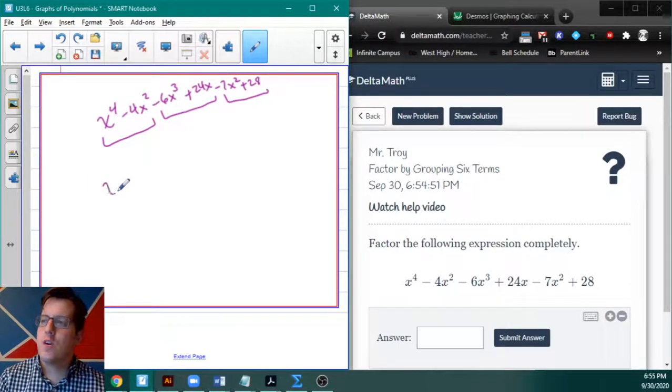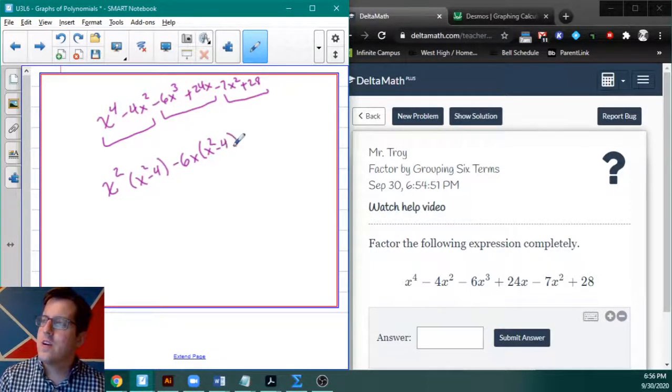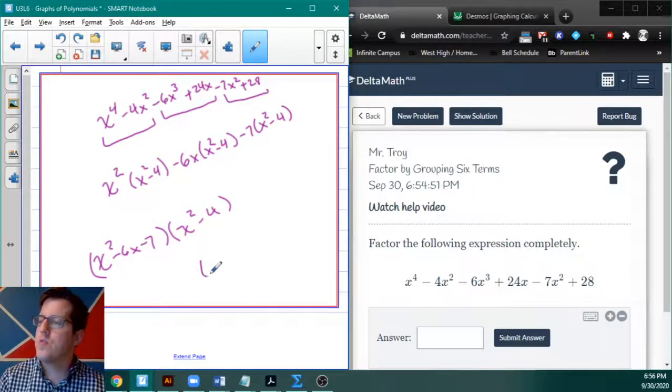So I can factor out an x squared and get x squared minus 4. I can factor out a negative 6x and get x squared minus 4. And I can factor out a negative 7 and I can get x squared minus 4. So that's going to factor to x squared minus 6x minus 7 times x squared minus 4, which of course is going to factor to x plus 2, x minus 2.